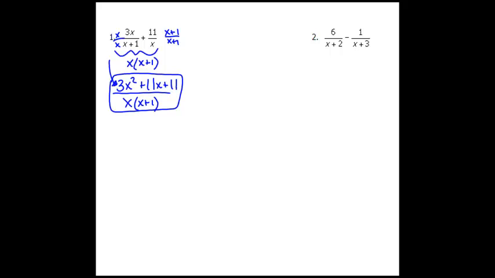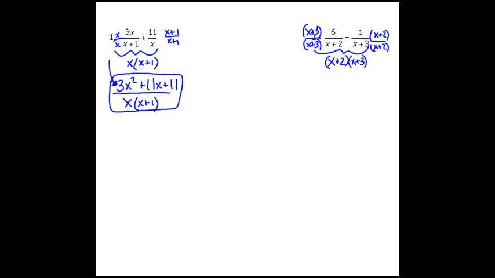Now in the second example, I see that again, these have no common factors. Because of that, my common denominator is going to be the product of x plus 2 times x plus 3. Now you don't want to multiply that out. You want to just leave that the way it is, and I'm going to multiply the first fraction by x plus 3 over x plus 3, and the second fraction by x plus 2 over x plus 2.